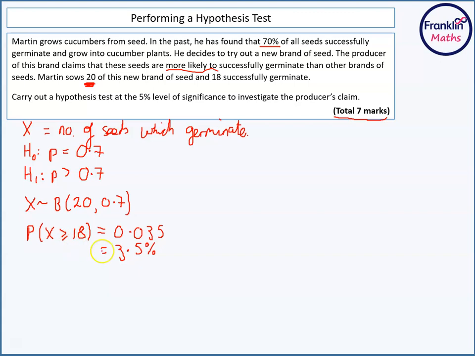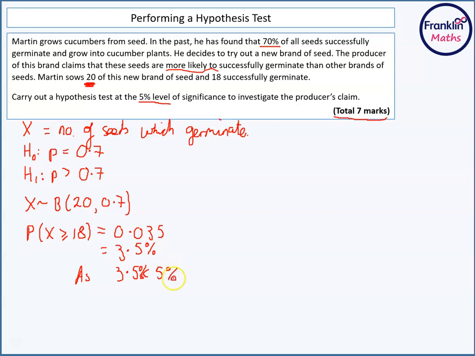Okay, now all we have to do is compare this with the significance level. The significance level is 5%. The smaller the chance, the less chance there is of it happening. So there's a really small chance of 18 or more seeds germinating. So 3.5% is less than 5%.